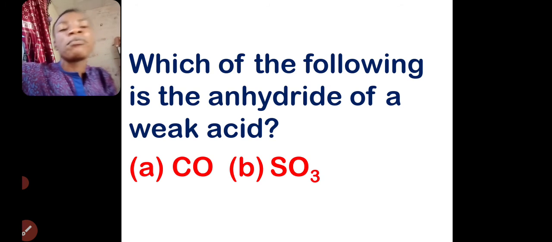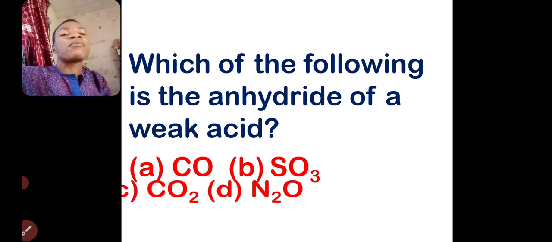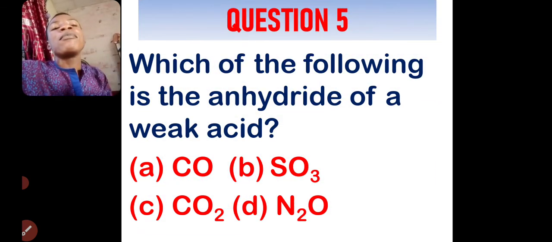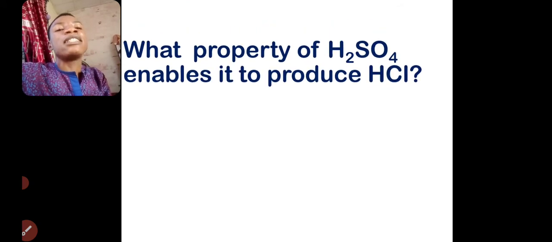CO, SO3, CO2, N2O. Which of them is an anhydride of a weak acid?